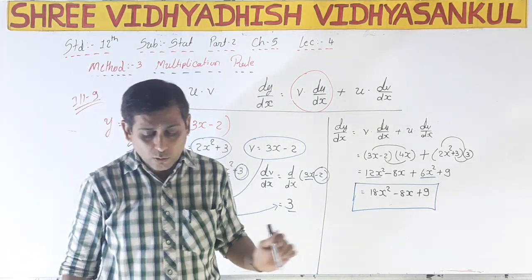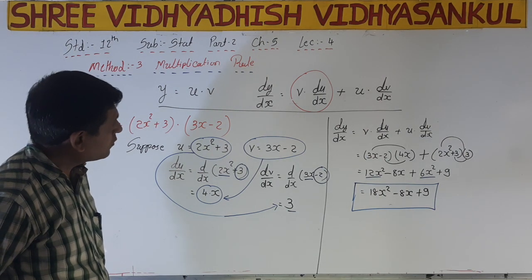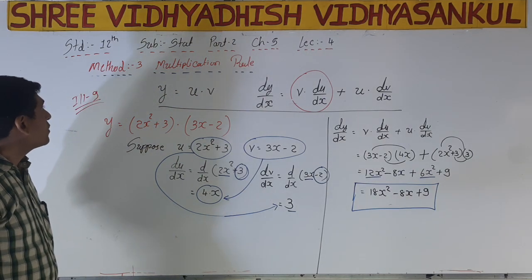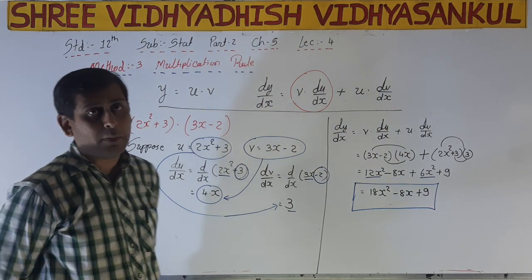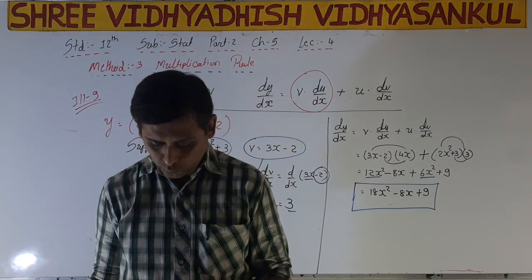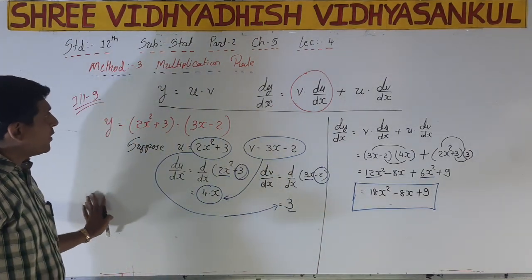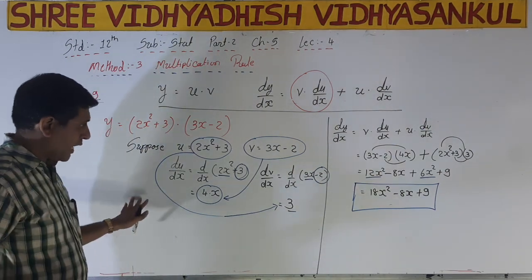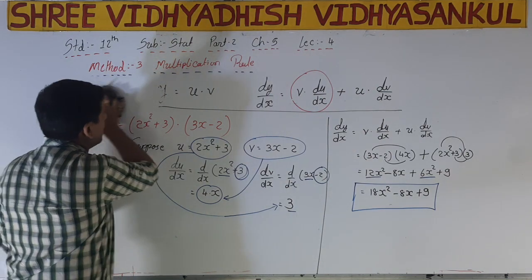Okay, so write down this. Now we have to show the next rule, that is the division rule. Here for the multiplication rule, only one sum is given. This is your multiplication rule sum, method number 3. I hope you all completed that, so we'll move forward to our next method.